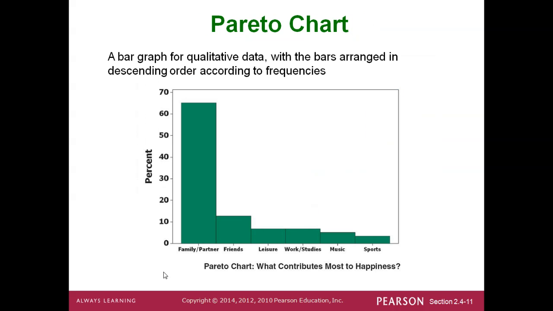A Pareto chart looks like a bar graph, and it's for qualitative data, not quantities. Your x-axis, notice that it's not numbers. That's the difference. A Pareto x-axis is categories like male, female. Here we got family, friends, leisure, work, study, that sort of thing. It's categories, or nominal data.